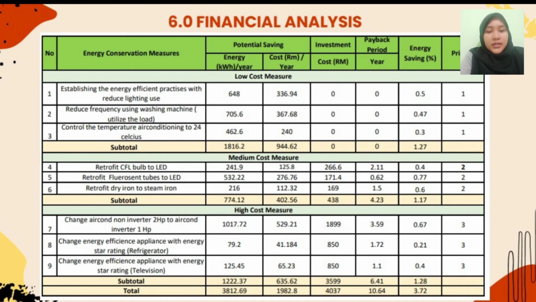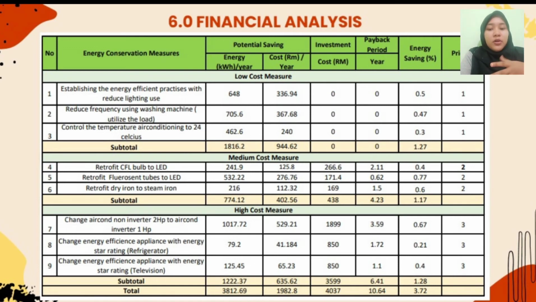For the financial analysis, we want to measure the potential saving. For the energy conservation measures, we have 9 proposed activities. For the low cost measures, we have established energy efficient practices with reduced lighting use. Second is reducing the frequency of using the washing machine. The third is controlling the aircon temperature from 16 to 24 Celsius.